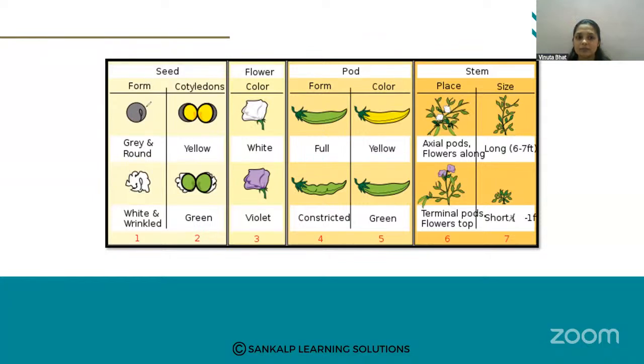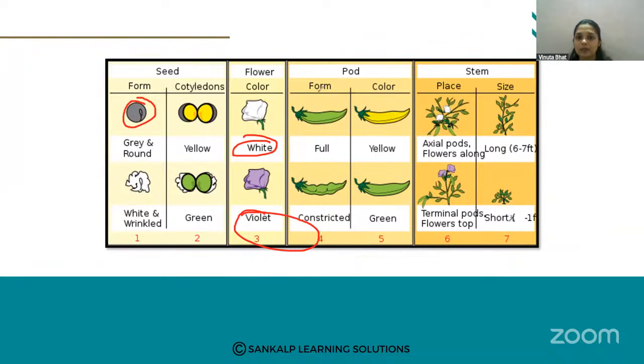So here, gray and round seed, white wrinkled seed, then yellow seed and green seed, and flower. So white color flower and violet color flower, two contrasting types of flowers are produced in pea plants. So that I told.